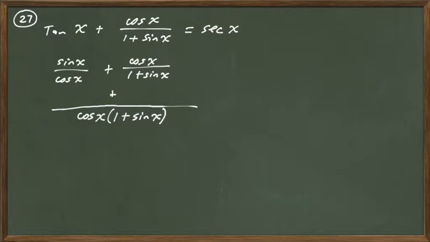There's a plus here. I have my desired denominator. What do I need on this side to make the denominator that I need? You have a cosine. What don't you have?